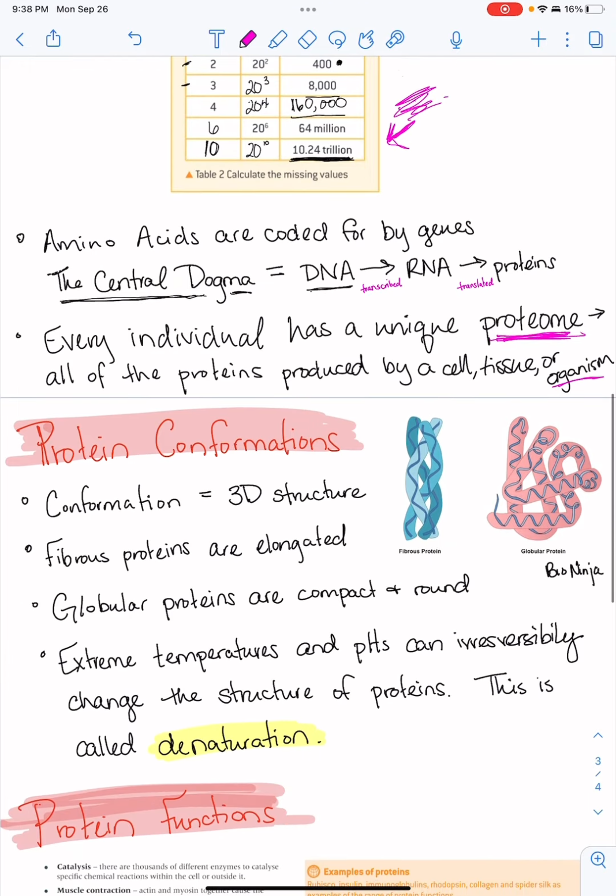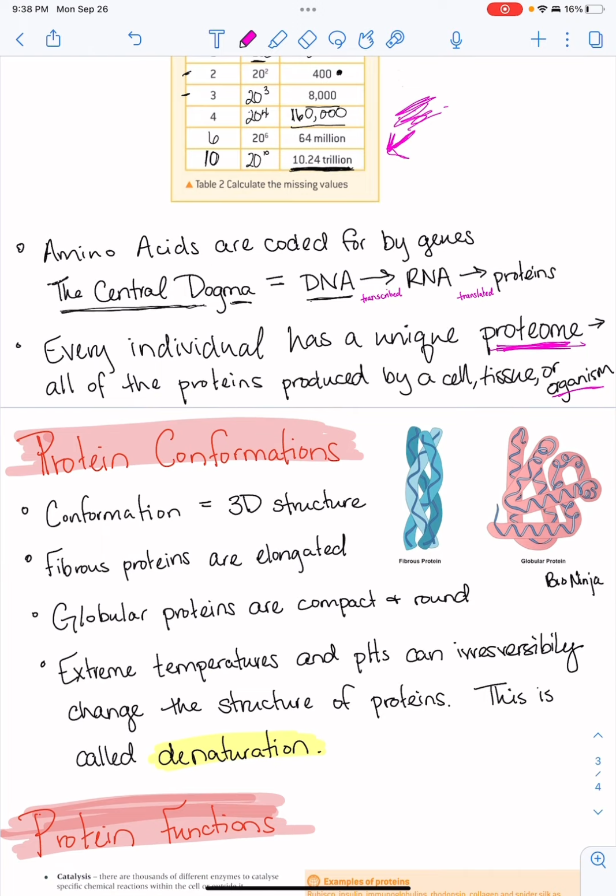All right, almost done. Protein conformation, so basically the 3D structure of proteins. There are two main conformations. We have fibrous proteins and we have globular proteins. So fibrous proteins are elongated. You can see that they are very long. They're elongated. Globular proteins are more compact. They kind of look round.